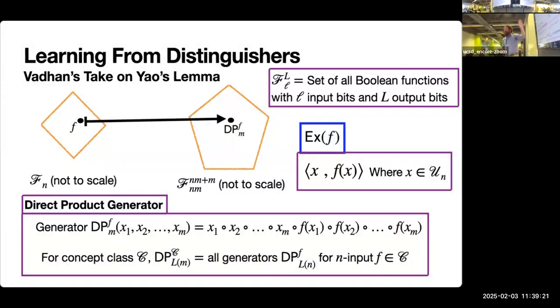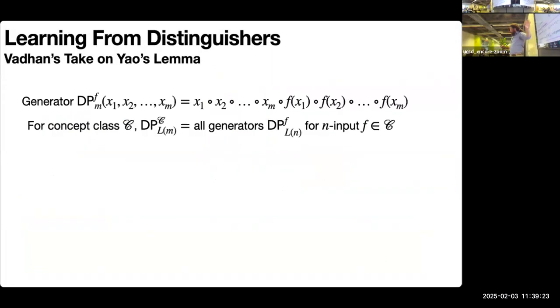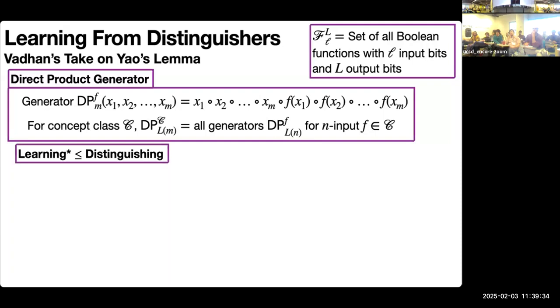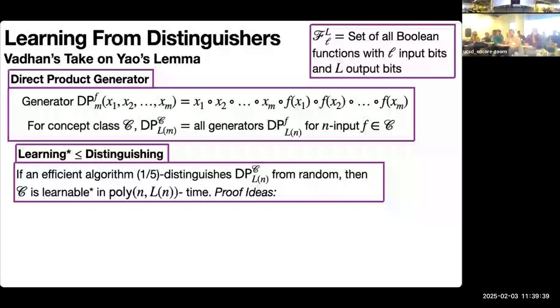Okay, great. So that's the direct product generator. Now, let's scoop the definition of that up and keep around our notation. And now we have our statement of Yao's lemma via Vardi. This lemma is the motivation, by the way, for collecting together the DP generator for our entire concept class.